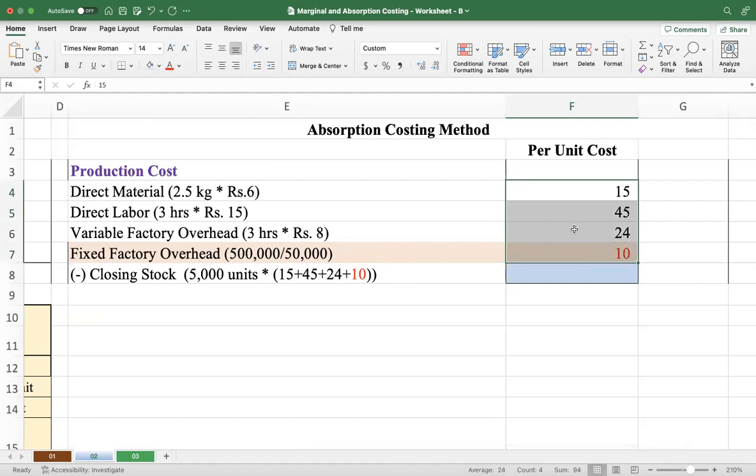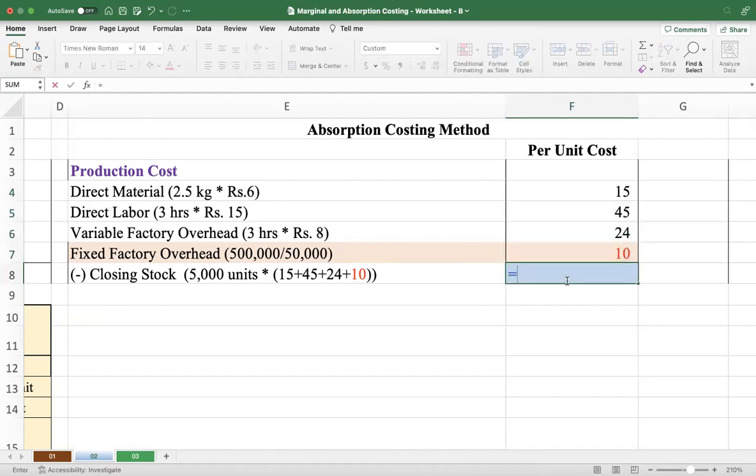Now, the per unit cost increased, right? Now we know if we are using the absorption costing method, the per unit cost will increase if there are any fixed overheads. If there aren't any fixed overheads at all, then you will get a similar value. If there are fixed overheads, you have to take that value here. Then your cost will increase. That's 94.